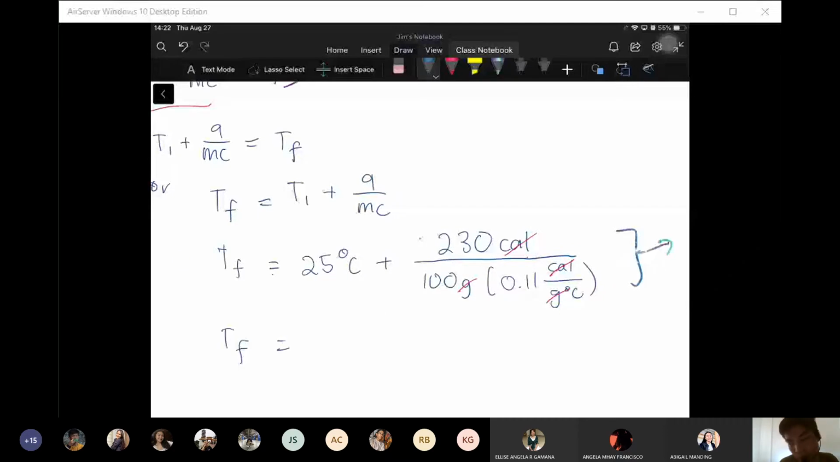So, TF. Pindutin ko na to sa calculator. Siyempre, di ko kaya yung mental yan. 100 times 0.11. The final answer is 45.90, gawin ko na lang 2 decimal places, no? 90.91 degrees Celsius. O yun. Gawin ko na lang 2 decimal places na ngayon, but rest assured na pagdating sa quiz, sasabihin ko kung ilang decimal places.